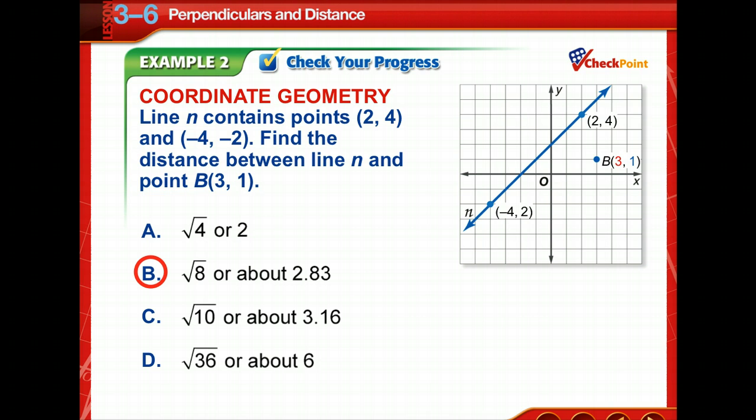Okay, the square root of 8, or about 2.83. So first of all, you had to find the equation of the line. So you found the slope of the original line, wrote it in slope-intercept form. Then you had to write the equation of a line that's perpendicular to the first one using a specific point, solve your system of equations, and then use the distance formula. So if you did all of those, you should have gotten the right answer.